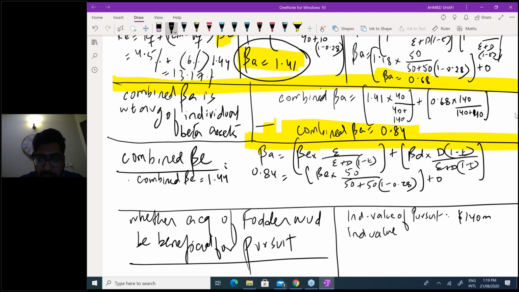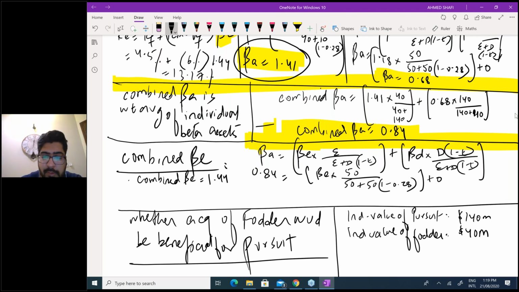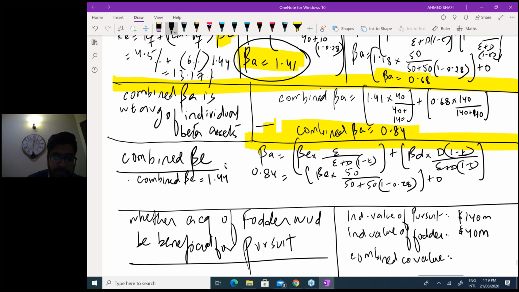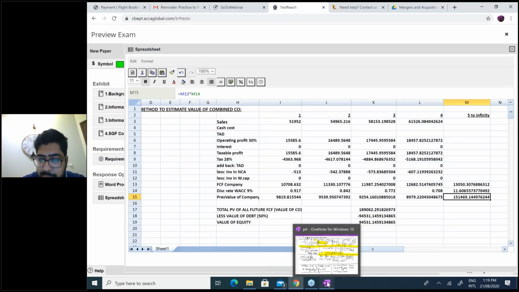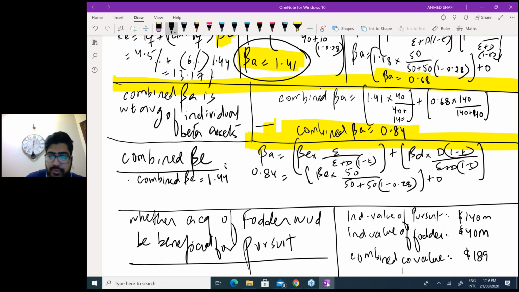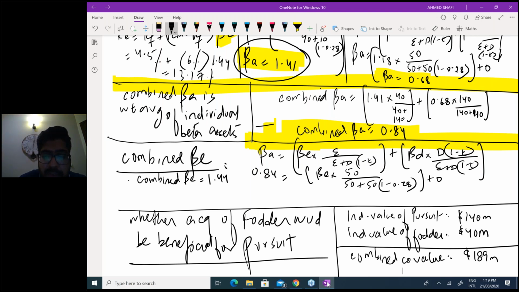The individual value of Fodder was not given; you calculated 40,075, approximately 40 million. And the combined company value you just calculated is approximately 189 million. So see, the individual values are 140 and 40. After combining, it should be 180, but it's becoming 189. So is the acquisition creating some synergy?